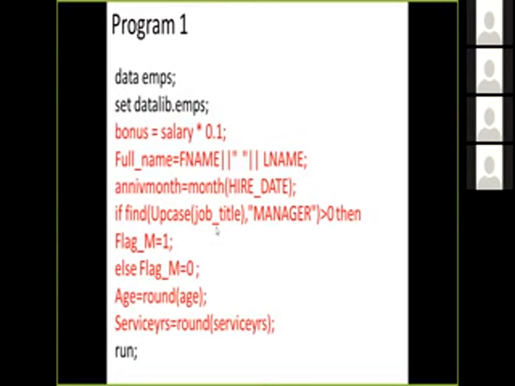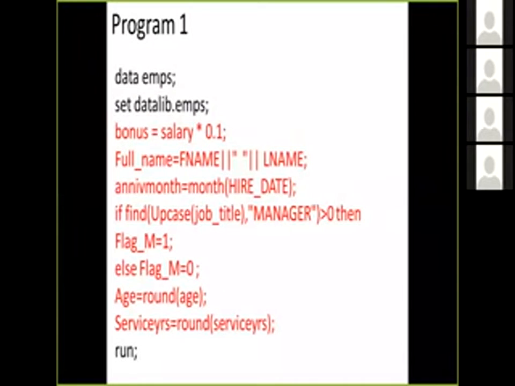So that's why we are upcasing the job title. And then we are using another function called the find function, which says that if you find manager, the find function actually finds the place at which it finds it. So if it is greater than zero, that means you found manager, otherwise you don't. So you have to find the manager string from the job title, and if it is greater than zero, then the flag should be one. So you are saying flag M is equal to one, else flag M is equal to zero.